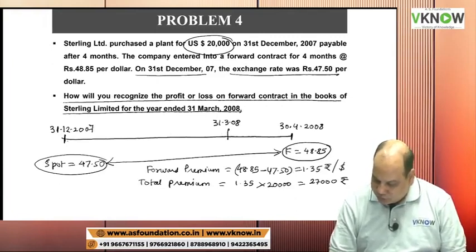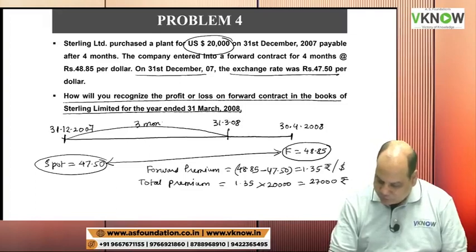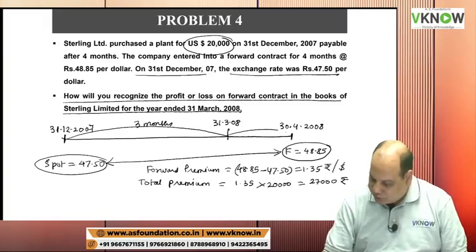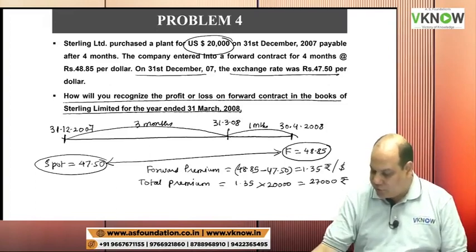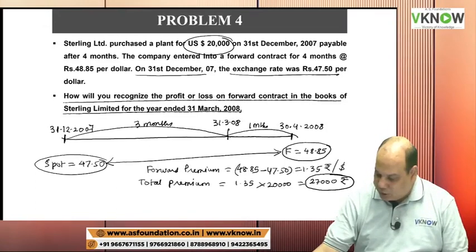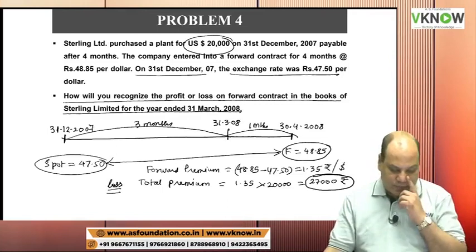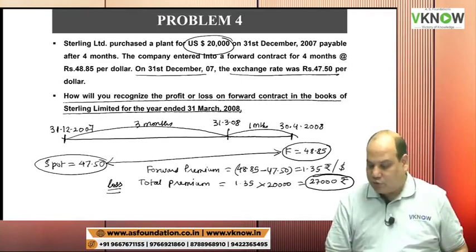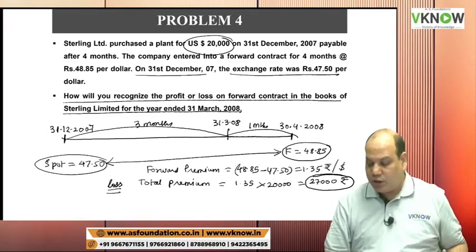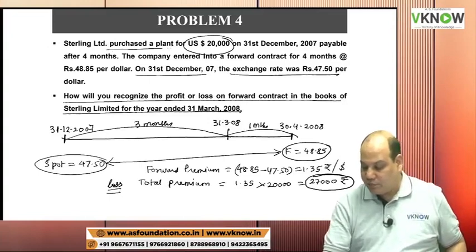31st March 2008. This period is 3 months and this period is 1 month. So what the standard is saying, by entering into a forward contract, in this example, you will have a loss of 27,000 rupees. Why loss? Because you have to pay more. You are an importer of plant.